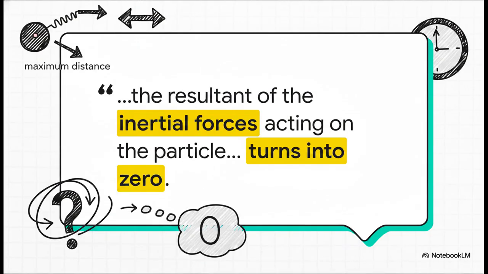And here it is, the golden ticket, the one condition that unlocks the first part of the puzzle. At a very specific instant, when our particle is as far as it can possibly get from that pivot on the edge, the inertial forces acting on it completely cancel out. They add up to zero. This is our starting point for part A. But what on earth are inertial forces?